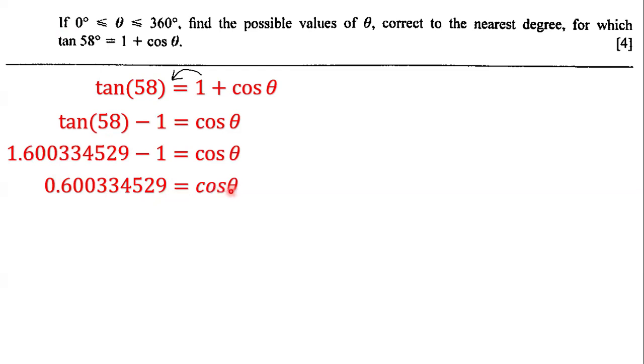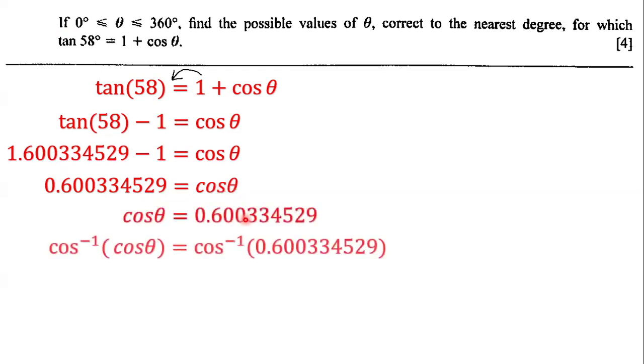Notice that our goal is to figure out what is theta. And so what we're going to do is take the cosine inverse of both sides of this equation. So we put the cosine theta here on the left, and we put the decimal here on the right. And then we take the cosine inverse of both sides of this equation. We do that so that we can cancel out this cosine inverse with cosine. And that leaves us with just theta.